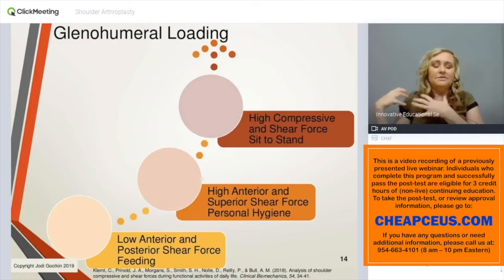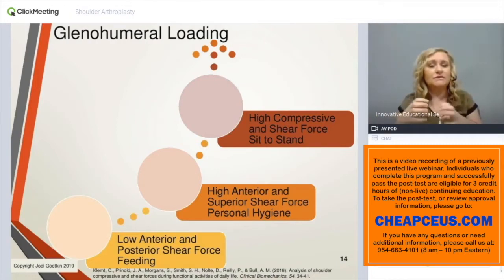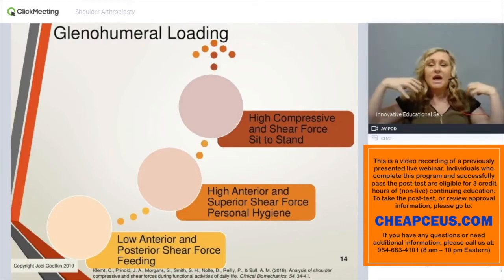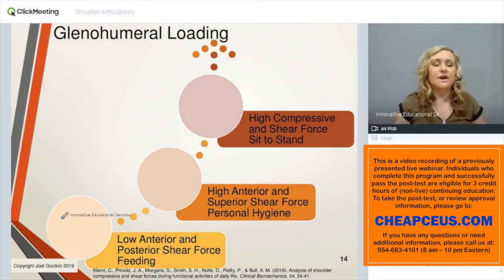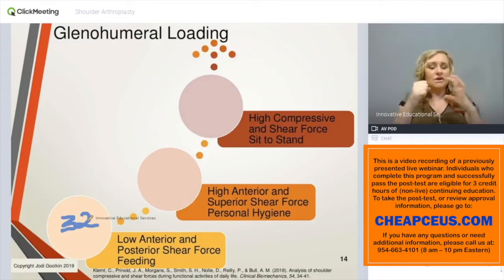And they used different optical analysis, computer tracking of their motions in order to see how much force, compressive and shear, was actually created across their joint. And what they found with low load activities, so things like just feeding, where the upper extremity is at a lower level, where the glenohumeral joint is not in too much abduction or flexion, there's about a 32% compressive force that's going through that joint.